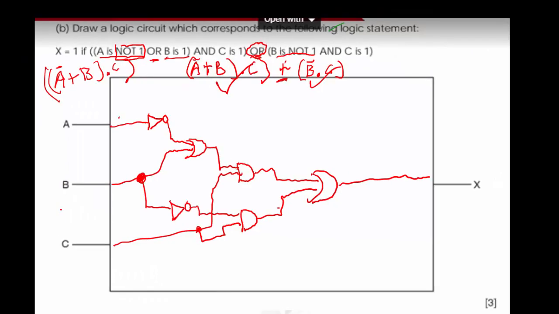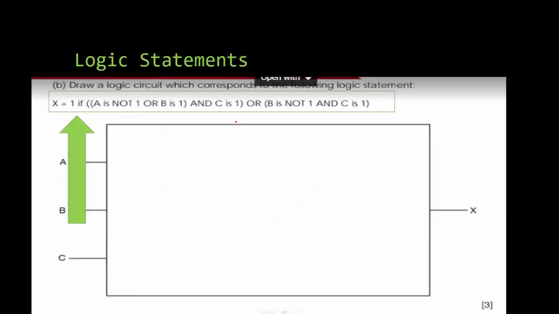What we had here was a Boolean expression right here. This is a Boolean expression. When we put that into words, like what they have here, that is a logic statement. So if they ask you to write a logic statement, what you're going to do is, instead of using symbols, you're going to use words. The only symbol you really should be using are those parentheses.